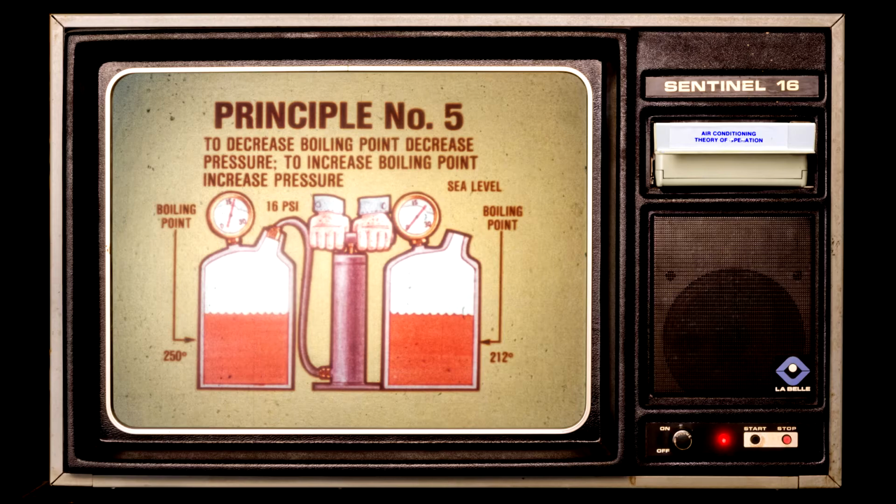Principle number 5. To decrease the boiling point of a liquid, decrease the pressure above the liquid surface. To increase the boiling point, increase the pressure. On the left here, we've increased the pressure 16 pounds per square inch. This raised the boiling point of our water to 250 degrees Fahrenheit. On the right, we've dropped the pressure back down to sea level pressure, 14.7 psi. So now we've dropped the boiling point back to 212 degrees.